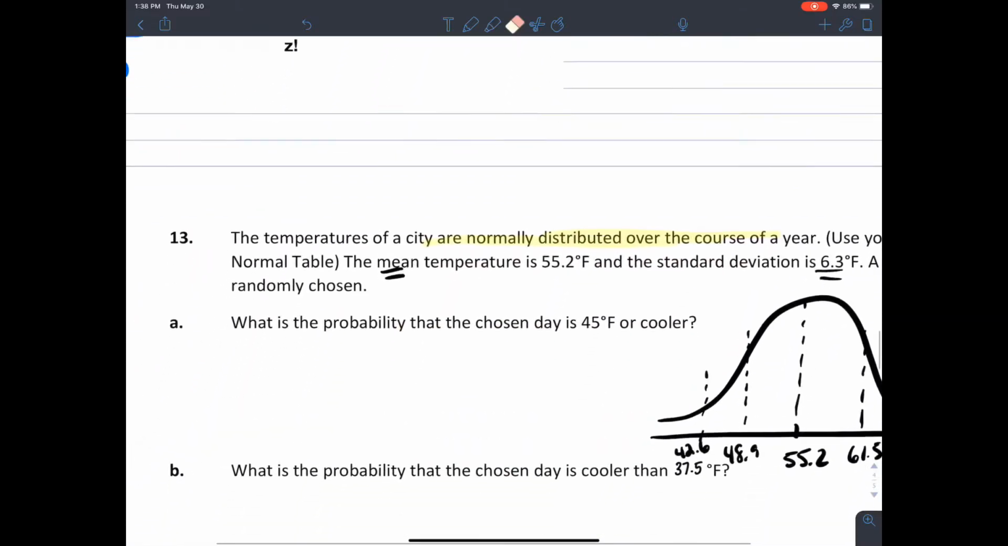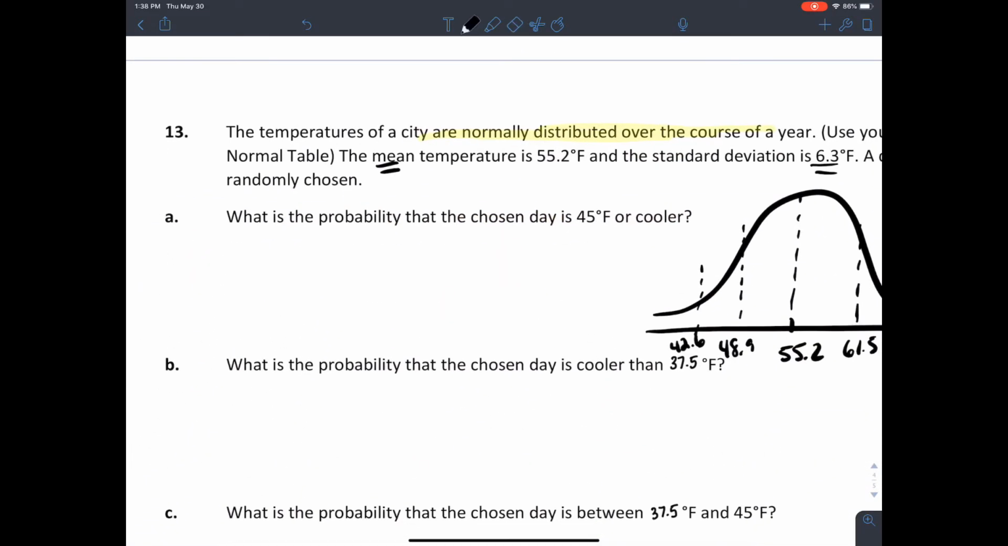But on this one, what we're looking for is the probability, so P for probability, that a randomly chosen day, which we're just going to call an X value, is colder than 45, so it's less than 45 degrees.